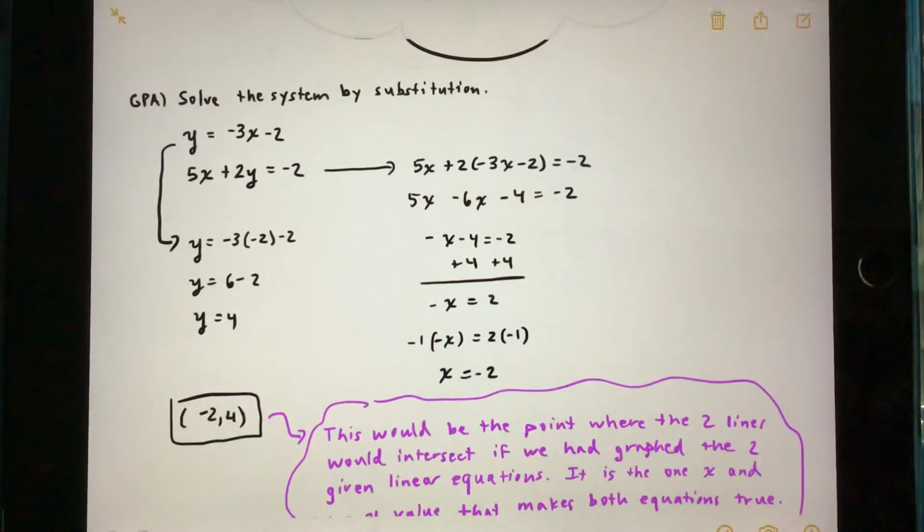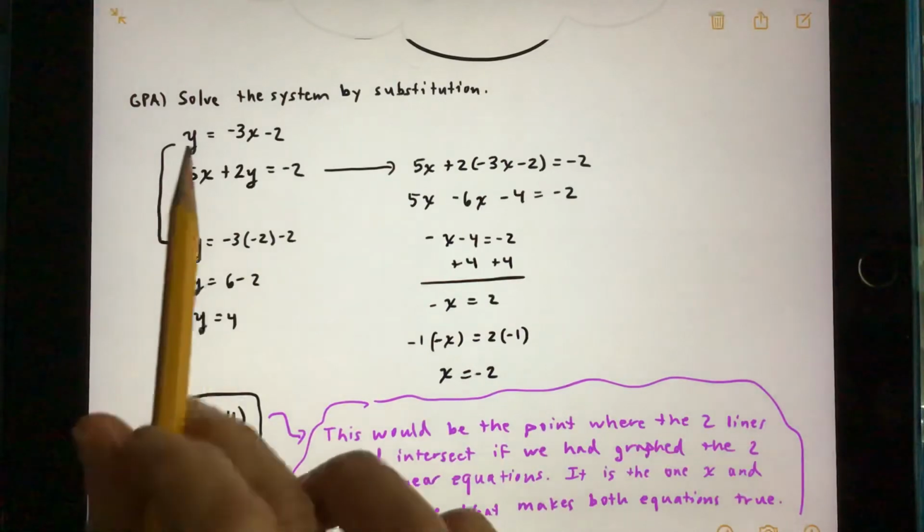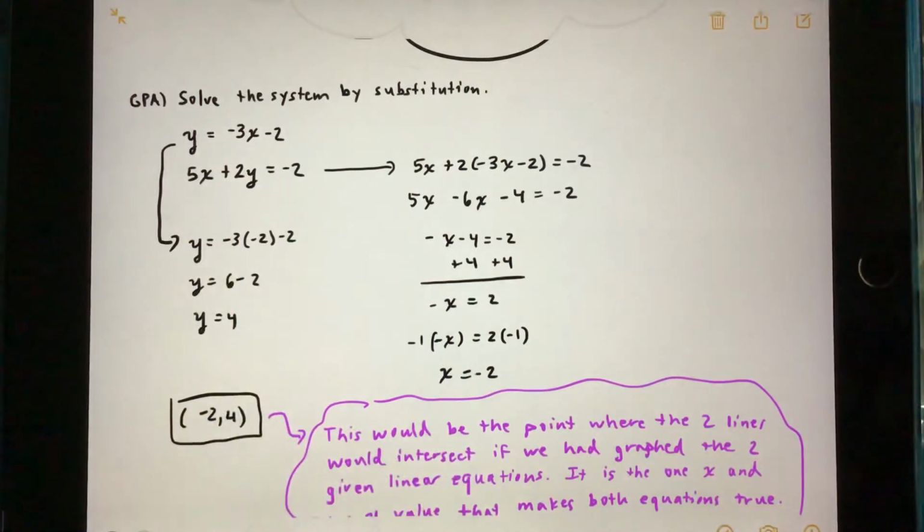Now remember, my goal was to find that point of intersection if I were to graph these two lines. Well, the point where these two lines would intersect if I were to graph them is at negative 2, 4. So x is negative 2, y is 4, solves both of these equations. It makes both of them true.